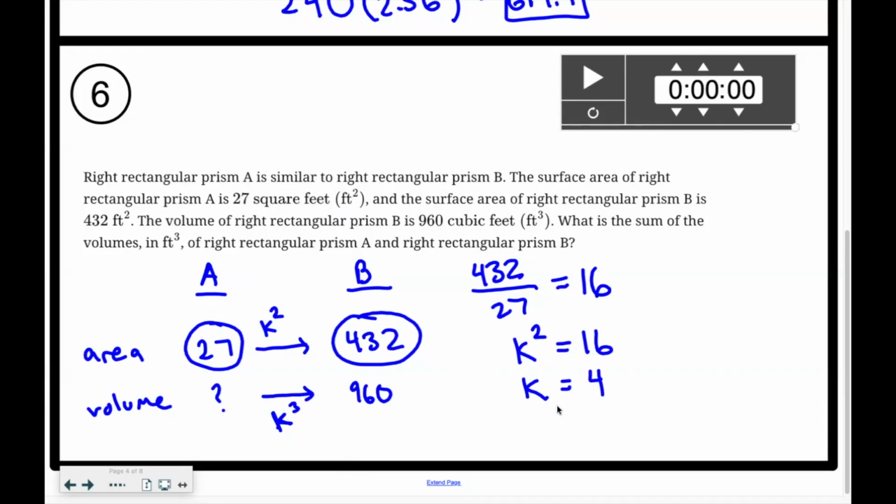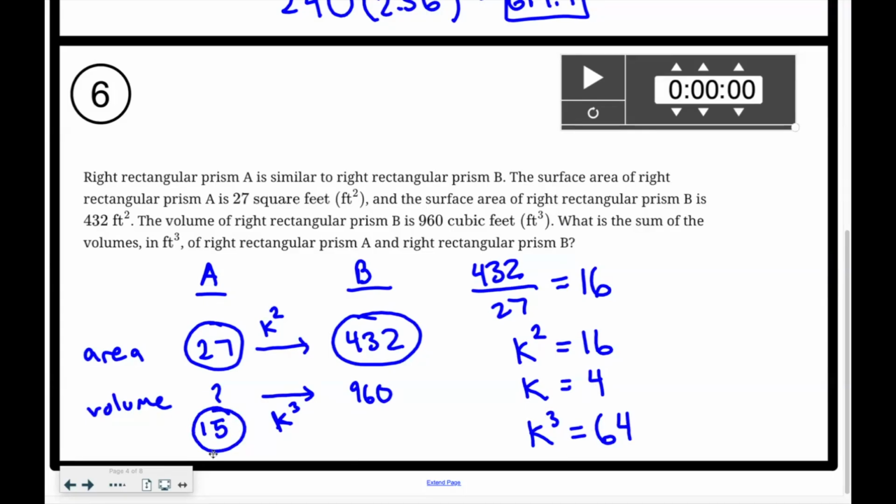But that's not that helpful because they didn't even mention the single dimension. What I need is the scale factor cubed. So I just cube 4 and I get 64. So that tells me that the volume must have been multiplied by 64. So if I work backwards and I do 960 divided by 64, that gives me this volume to be 15.